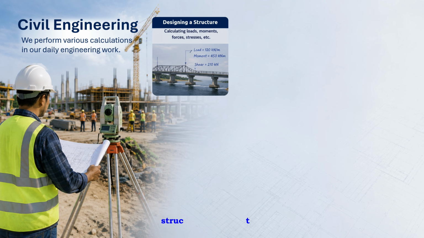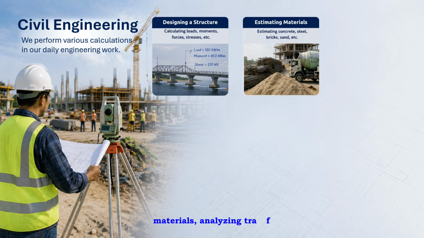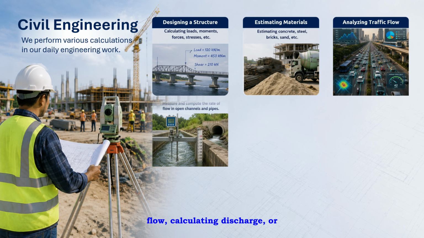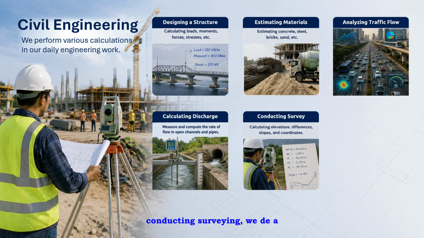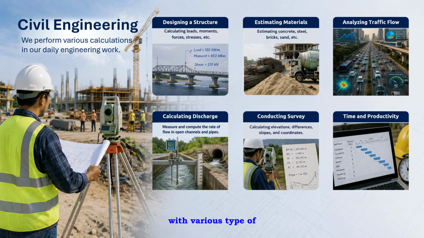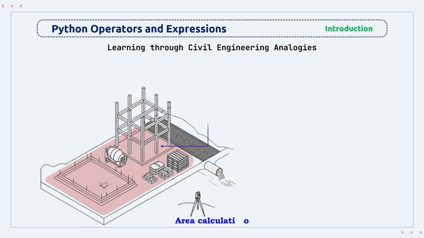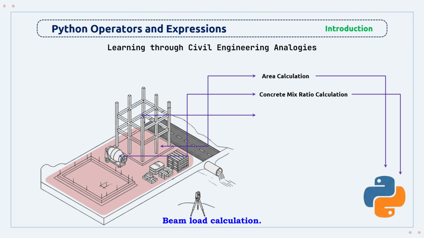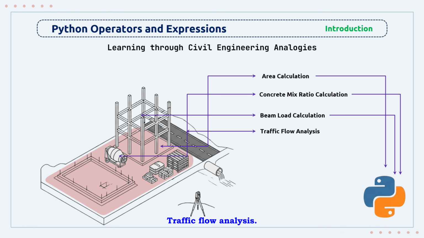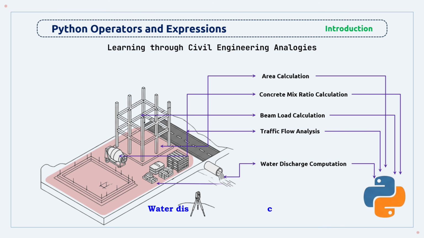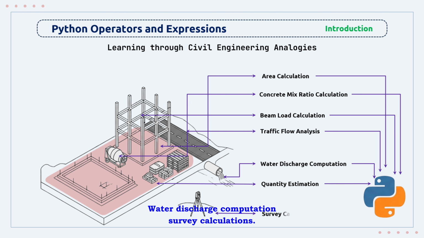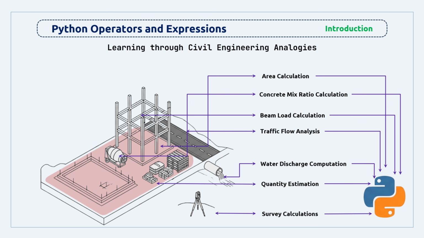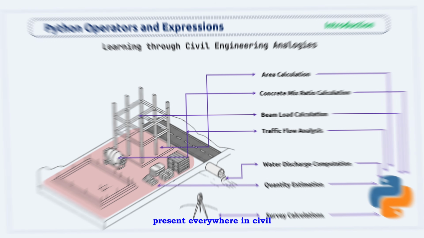Whenever we are designing a structure or estimating materials, analyzing traffic flow, calculating discharge, or conducting surveying, we deal with various types of calculations. For example, area calculation, concrete mix ratio calculation, beam load calculation, traffic flow analysis, quantity estimation, water discharge computation, survey calculations. So, all these calculations are present everywhere in civil engineering.